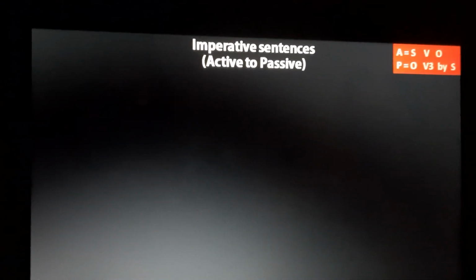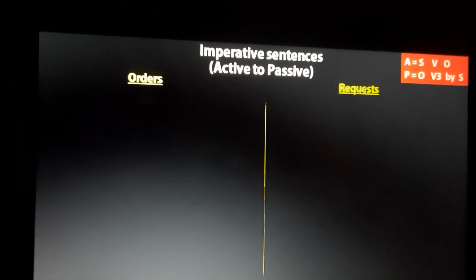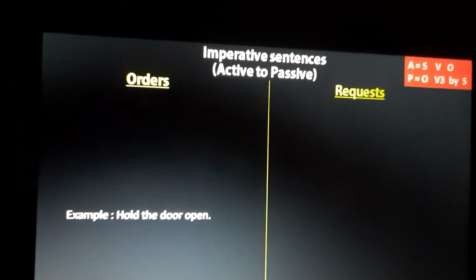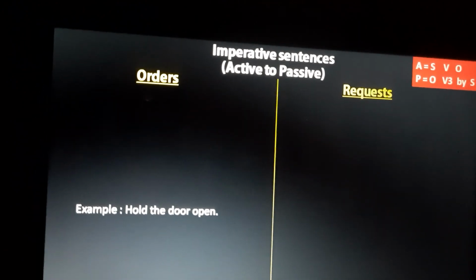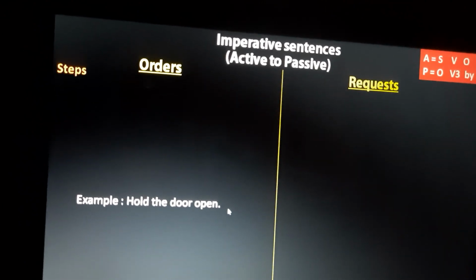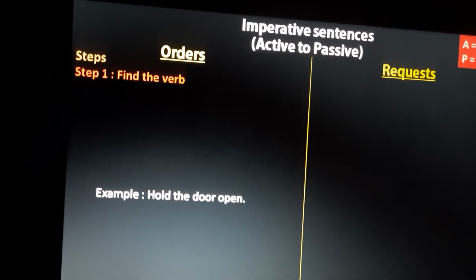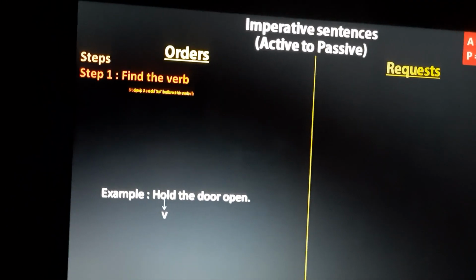Let us move ahead. Let us learn how to convert active imperative sentences into passive imperative sentences. Let us look at an example of order first. We will learn to convert this step by step. The first step is to find the verb. So in this sentence, hold is the verb.